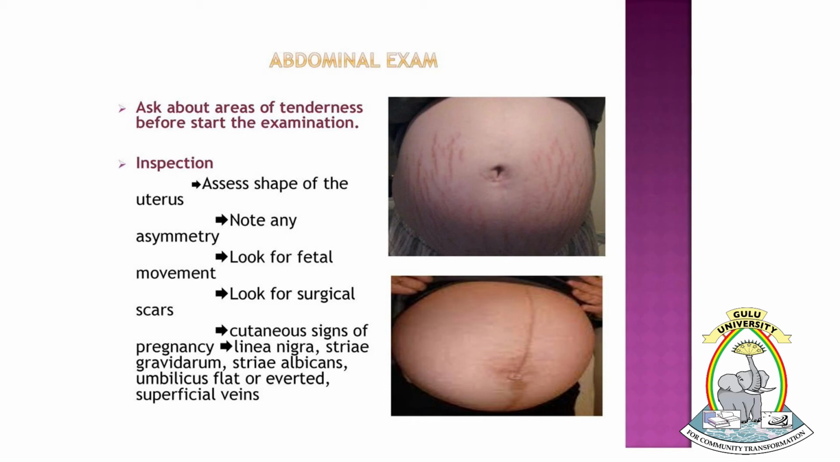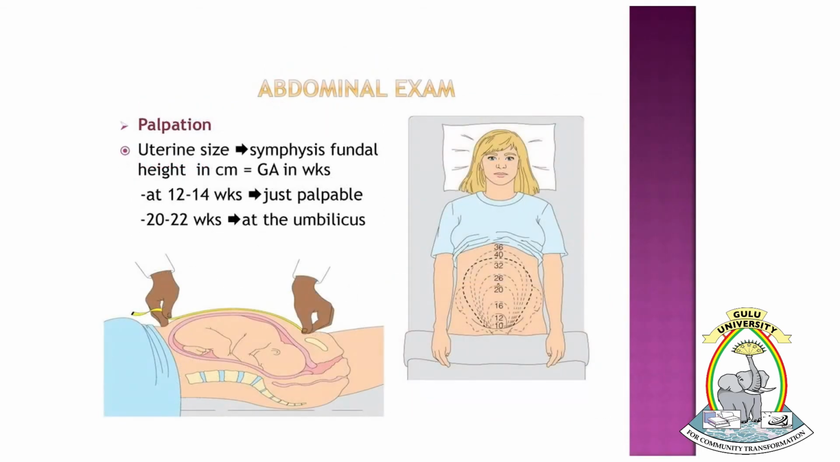In the obstetric patient, when you're looking at the patient, you assess the shape of the uterus, the shape of the abdomen. If there's any asymmetry in the abdominal distension, if there is any fetal movement, you should be able to tell us if you have seen any fetal movement. And then if there are scars, look at the scars. And then the cutaneous signs of pregnancy, like the linea nigra there, you can see that there are also striae gravidarum there, and then any other superficial veins that are dilated, you should be able to note in your inspection.